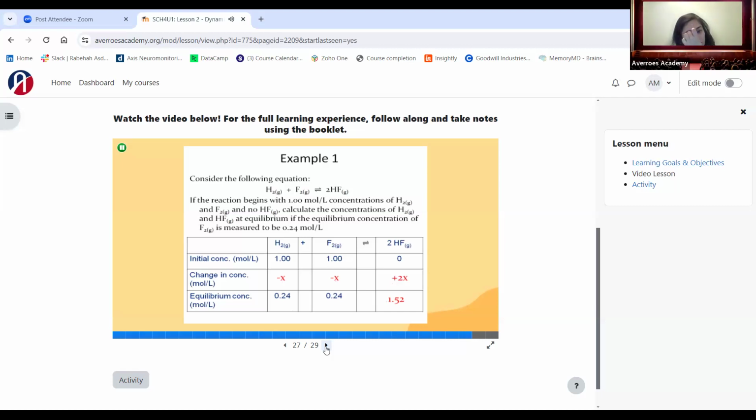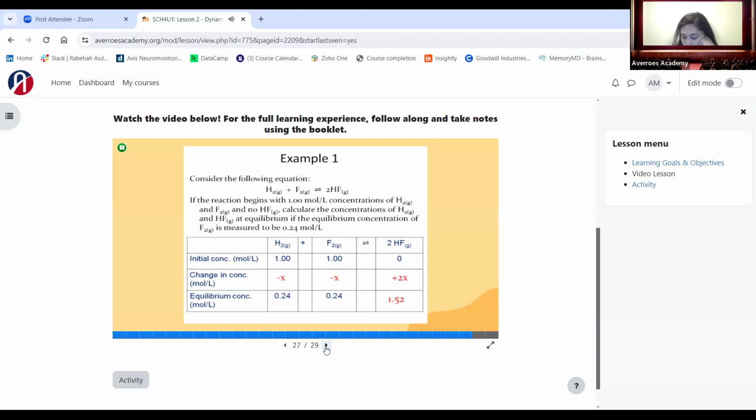So the final concentrations of hydrogen gas and fluorine gas are going to be their initial concentrations, which was 1, minus X. So almost think of each column as a math problem, right? 1.00 minus X is equal to your equilibrium concentration of 0.24. And then for our HF, it's 0 plus 2X is equal to what your answer is. So we can calculate that, but we need to know the value of X. Knowing that our equilibrium concentration of fluorine gas is 0.24 moles per liter, right? That was given. We can determine the value of X.